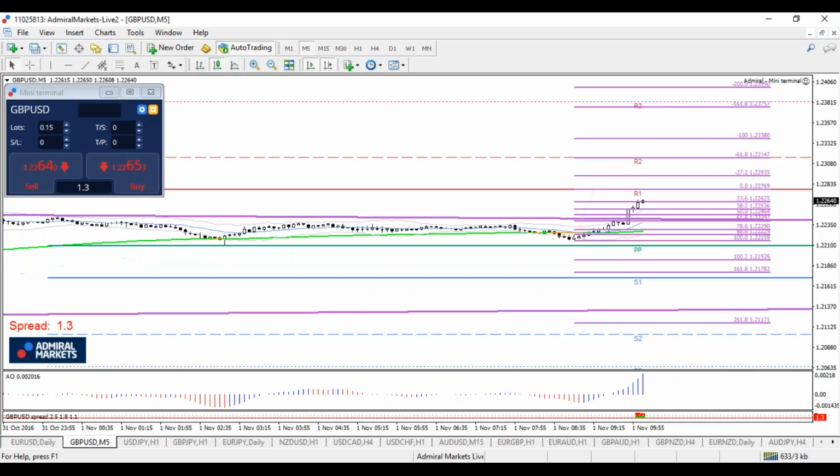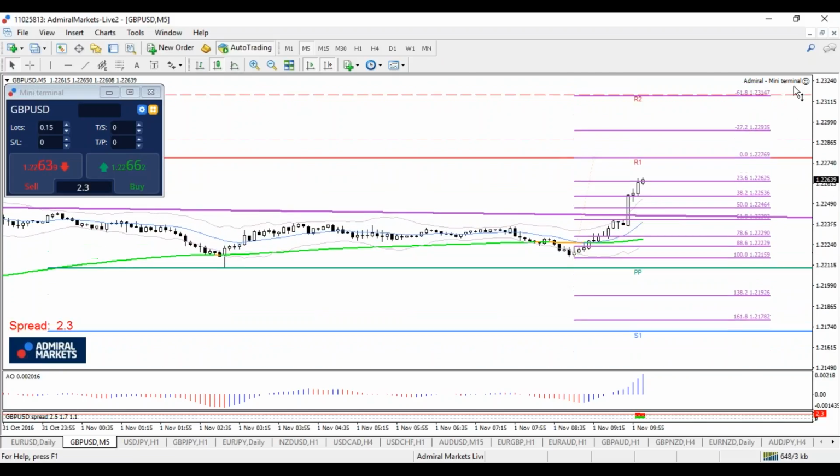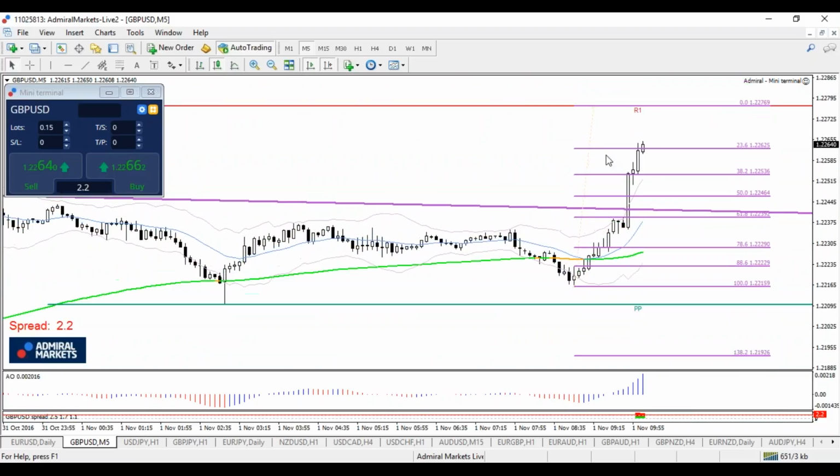If it extends, well, that could be 123, let's see, 123.50 perhaps, 123.75. Those would be targets as well. That could be if price really extends further. All right, so it looks like a bullish day, or the start looks bullish.